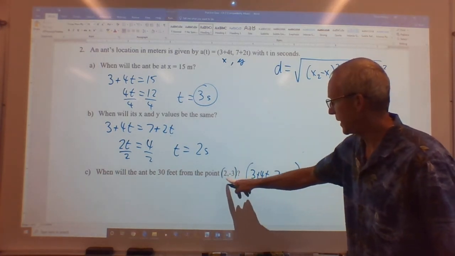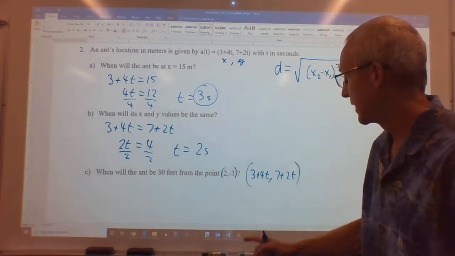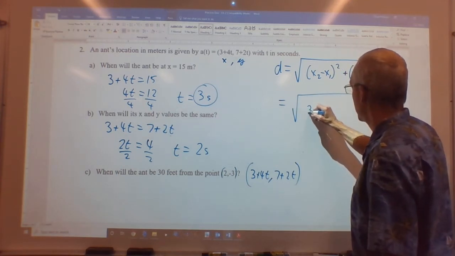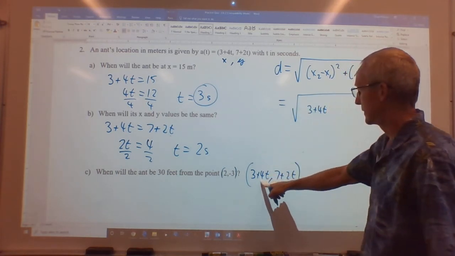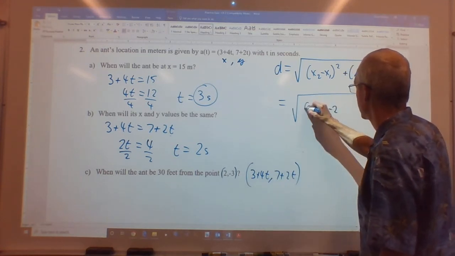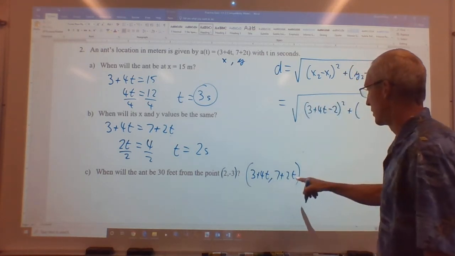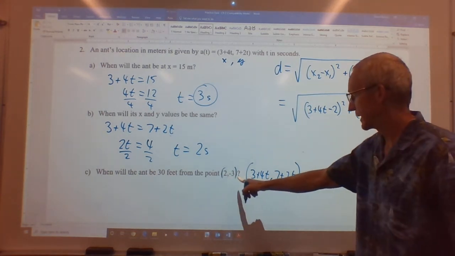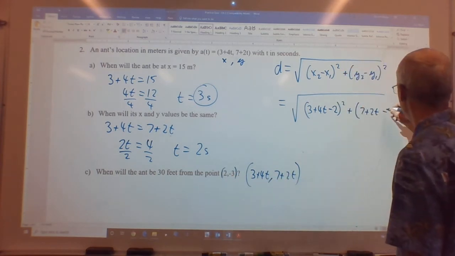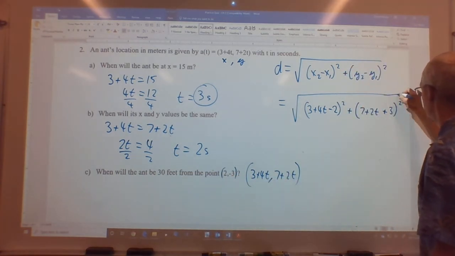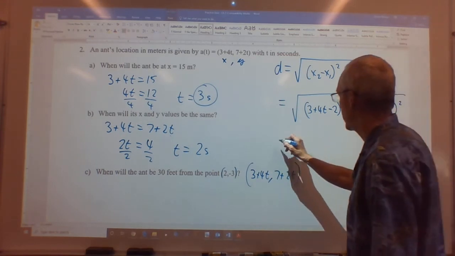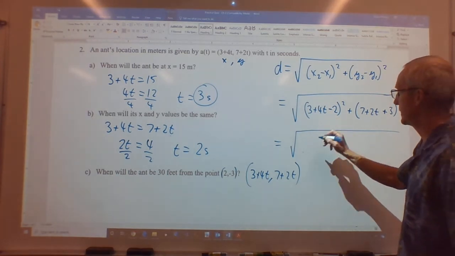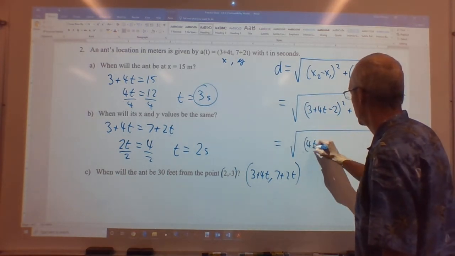3 plus 4t minus 2. Make sure you don't mix up your x's and y's. X's first. So this would be the square root of 3 plus 4t, this one minus 2 squared, plus y, 7 plus 2t minus negative 3, which makes it plus 3, squared. You've got to be really careful of that one. Now let's do what's in the parentheses. 3 minus 2 is 1, so that's 4t plus 1 squared.